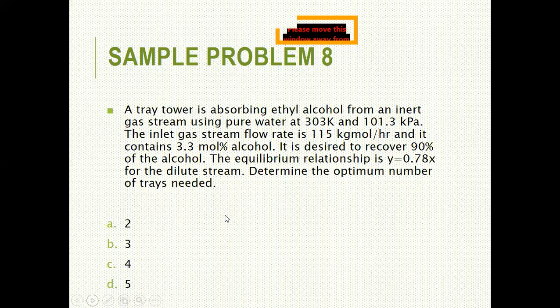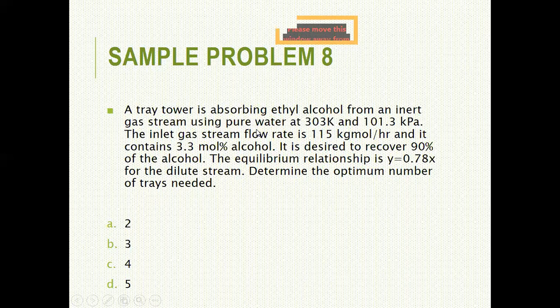So for optimum solvent requirement, you multiply the minimum solvent requirement that you were able to determine by 1.5. Now, here's a sample problem that will illustrate the use of the principle of the minimum solvent requirement in determining the optimum number of trays. So this is what I meant, that even though the problem is asking for something related to optimum operation, it needs to go back to the minimum, because it's impossible to know the optimum if you do not know the minimum.